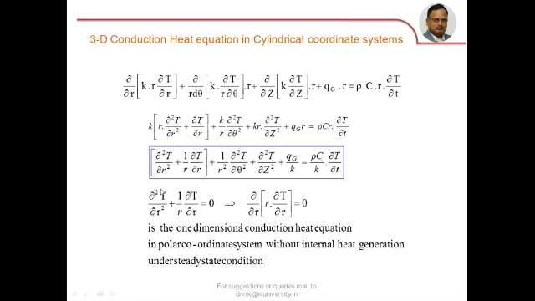If you consider one-dimensional conduction heat transfer under steady state with internal heat generation, the equation will be ∂²T by ∂r² plus 1 by r ∂T by ∂r plus Qz by k equal to 0. So for the solution of these equations, depending upon the situation, you have to choose and solve.